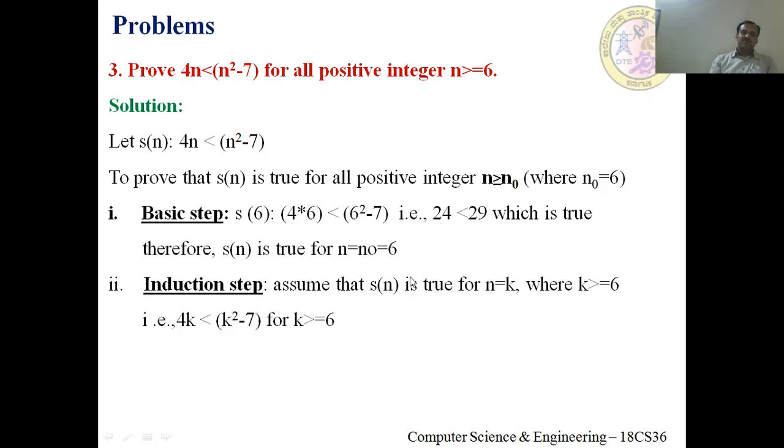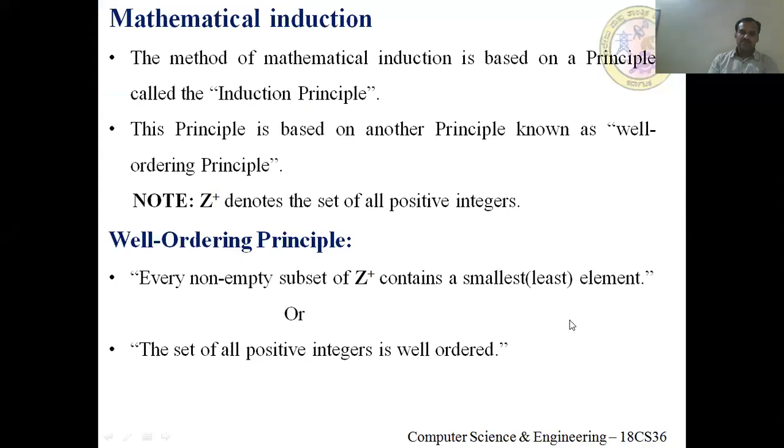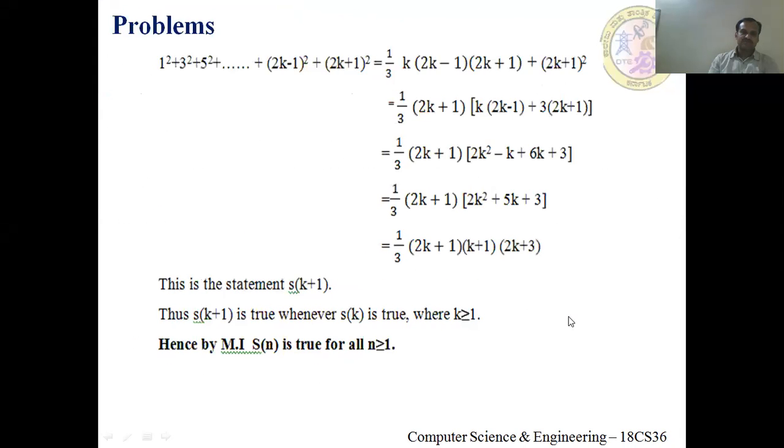In the induction step, we always assume that S of n is true for n is equal to k, then we finally come to the conclusion that it is true for n is equal to k plus 1, where k is greater than or equal to 6. That is, 4k is less than k square minus 7 for k greater than or equal to 6. Now our objective is to prove that it is true for n is equal to k plus 1 also. How do we prove that?